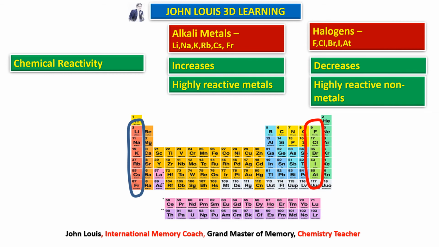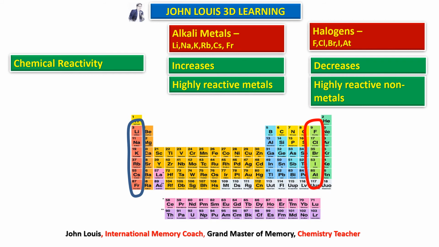But what about halogens? When we go down, here also atomic size increases. But here the reactivity depends not on donating electrons but on accepting electrons. Understand? So when atomic size increases, the inward pull decreases. Therefore, it will have difficulty in accepting electrons when we go down, and chemical reactivity decreases as we go down.